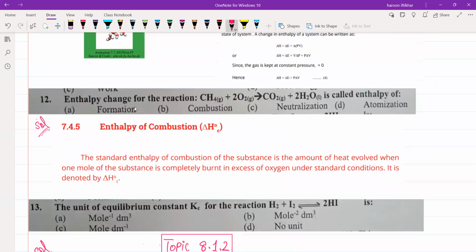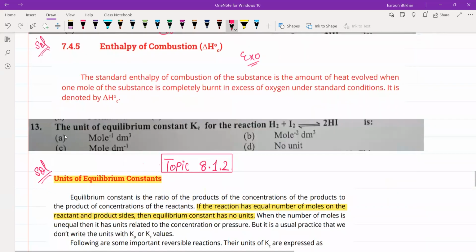The 12th MCQ is about enthalpy change of reaction. The enthalpy change for the reaction is CH4, methane gas, in excess of oxygen, converting into carbon dioxide and water molecules. This enthalpy, in which we are burning something and getting carbon dioxide, is known as combustion. You can see it over here as well. The amount of heat liberated is always exothermic. Remember, it is always exothermic.